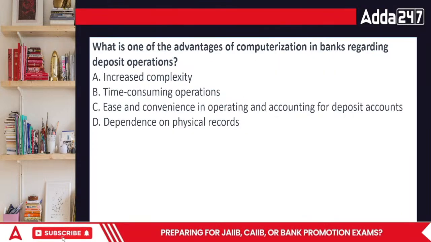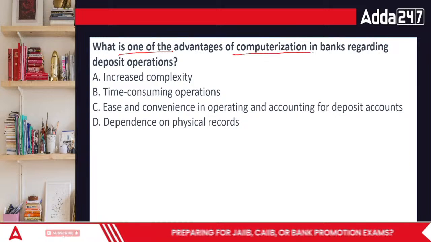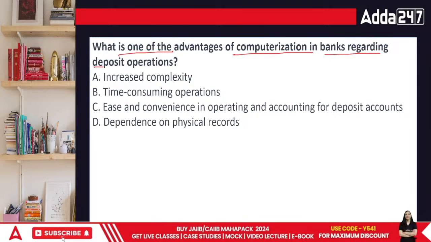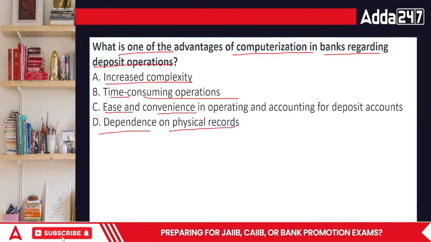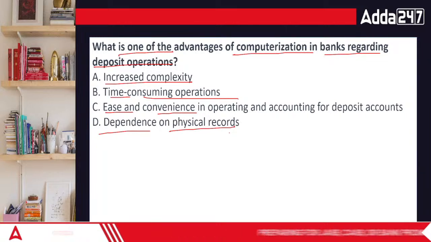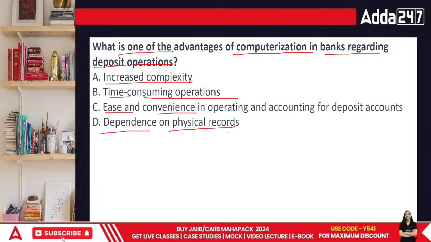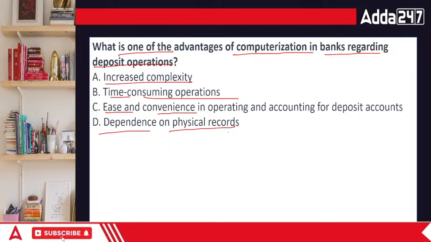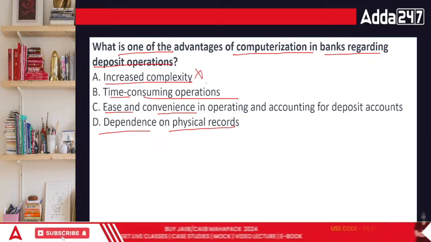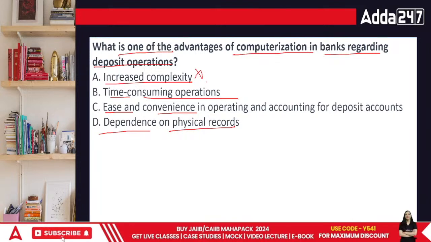Then what is the one advantage of computerization of bank regarding deposit operations? Increased complexity, time consuming operations, ease and convenience, or dependence on physical records. Which is the advantage of computerization? Computerization has major advantages. Because of it, there is no increased complexity; though it is complex on the part of software, it is not in the working.